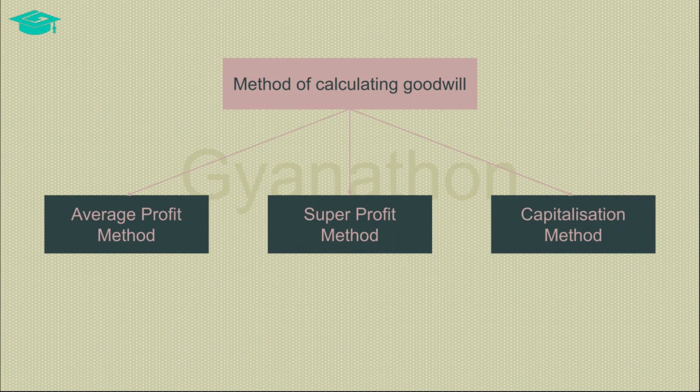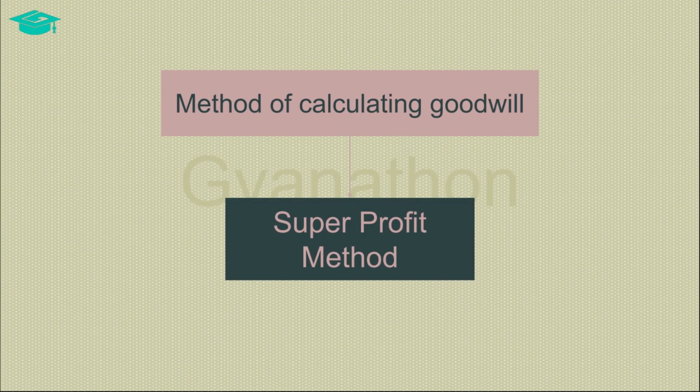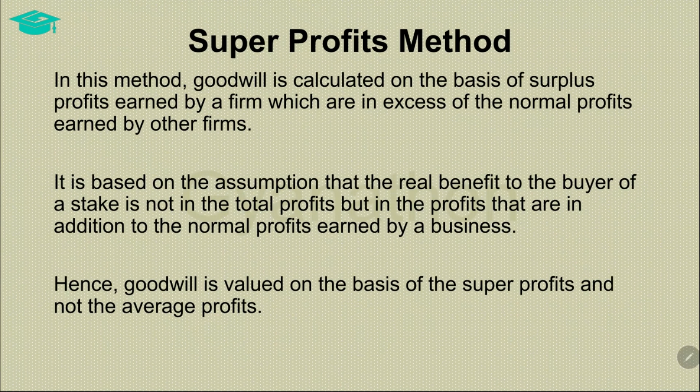We saw that there are three important methods of valuing goodwill, of which we have already discussed the average profit method of valuing goodwill. Now let us discuss the calculation of goodwill by the super profits method. In this method, the goodwill is calculated on the basis of the surplus profits earned by a firm, which is in excess of the normal profits earned by other similar firms.